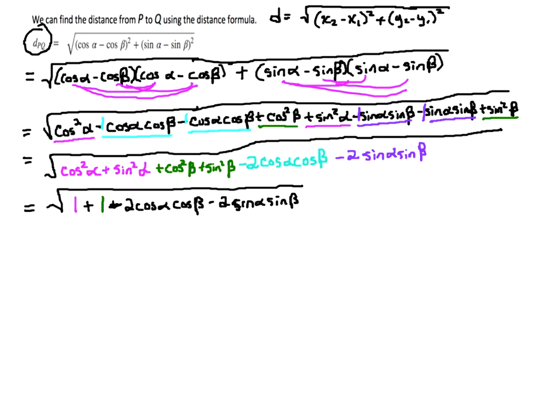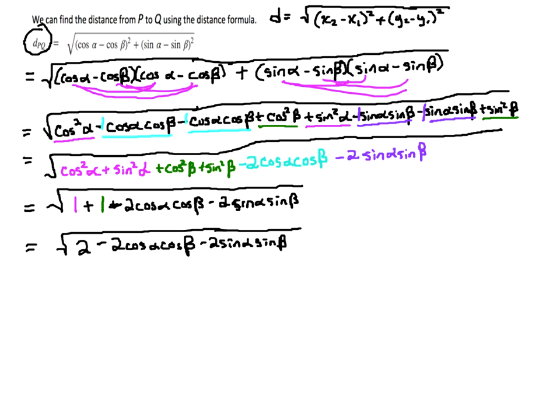Okay? And the only other thing that I can really do is add my ones together, and I could factor out that negative 2 from my cosine alpha, cosine beta, sine alpha, sine beta terms, but not necessary. So I'm just going to leave it here as 2 minus 2 cosine alpha, cosine beta, minus 2 sine alpha, sine beta. Okay, so that's what we end up with when we simplify that whole thing.